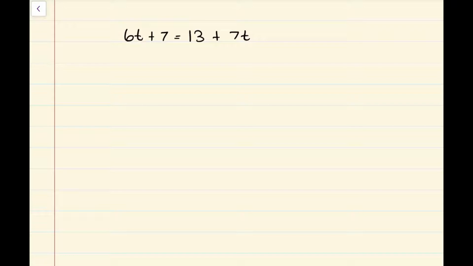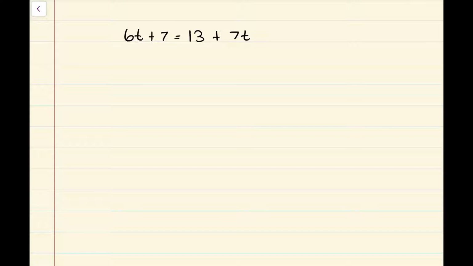So these letters in math are referred to as variables. So that's what we're going to call it. T is our variable in this equation, and we want to solve for t, the variable. So what we're going to do is have all the t's on one side of the equation and all of the constants on the other side of the equation. Okay, so let's get that started.